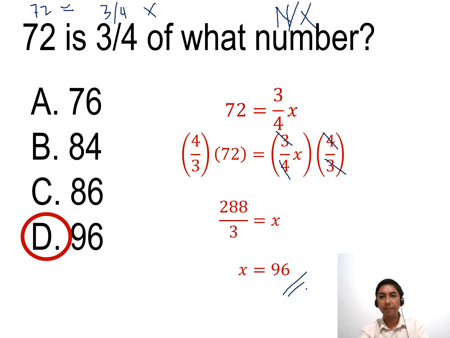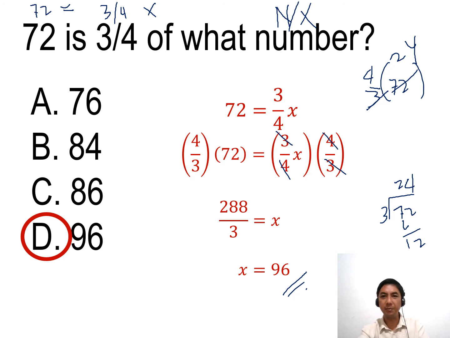Or another way, if you are given 4/3 times 72, you divide first. 72 by 3. Okay, ilan ang 72 by 3? So 72 divided by 3, so 2, 6, 12. So you are given 4. So 72 divided by 3 is 24. And then just multiply 24 by 4. Ang lalabas mo po doon is 96. Next problem.